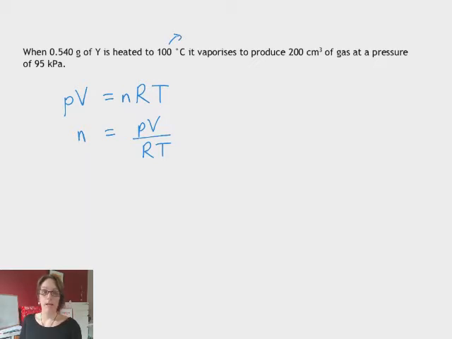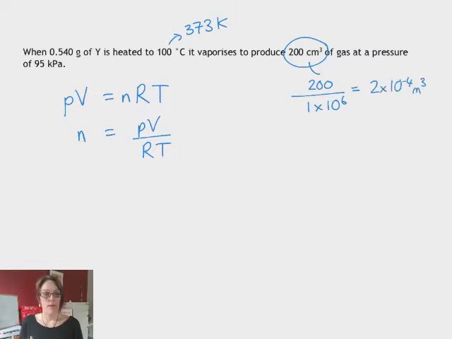There's my T. Temperature in 100 degrees C needs to be changed to Kelvin. So I add 273. You might have added 0.15 on that, that's fine. 200 centimetre cubed, that needs to be in metres cubed. And there are 1,000,000 centimetres cubed in a metre cubed, or 10 to the 6. So I'm going to do 200 over 1 times 10 to the 6. And that's going to give me 2 times 10 to the minus 4.